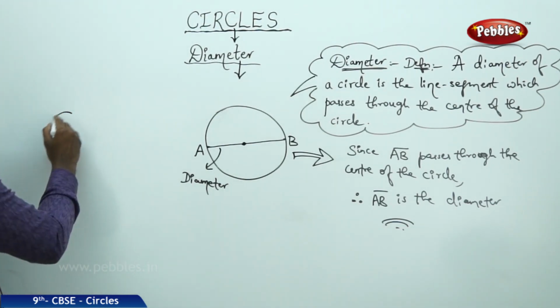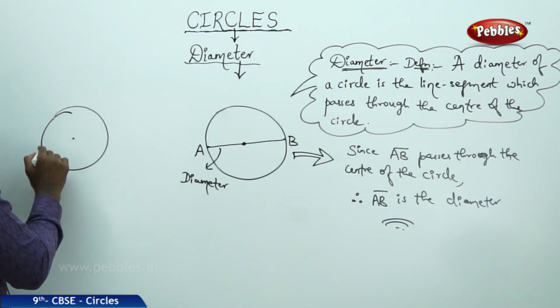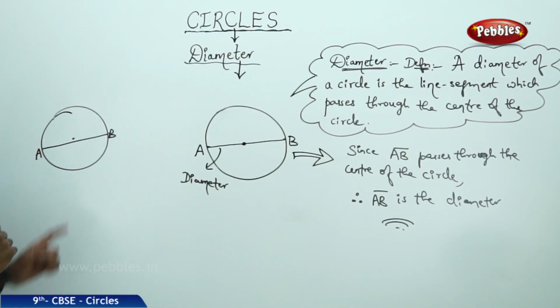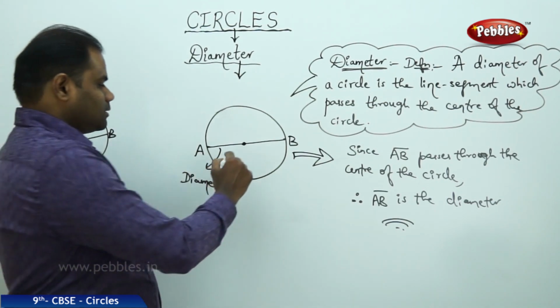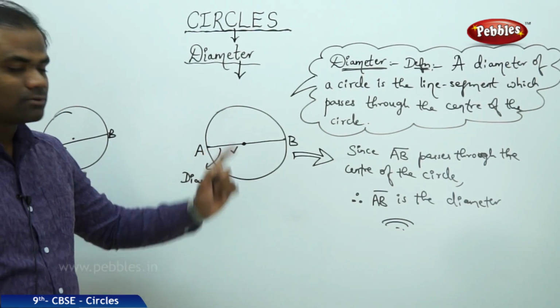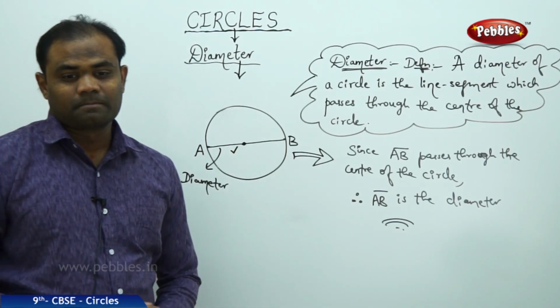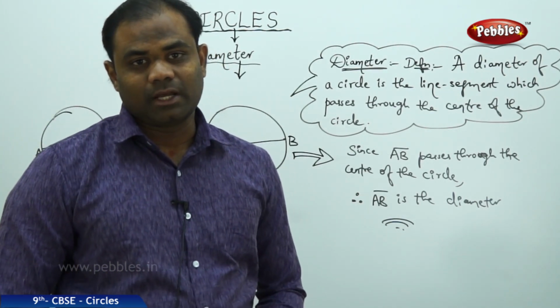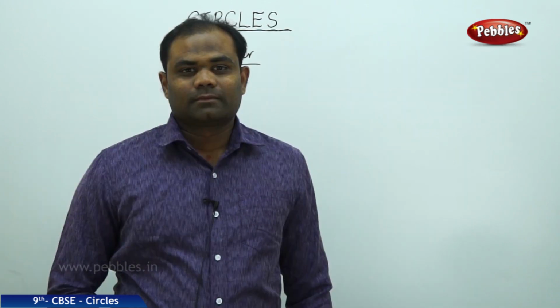If I take a line AB which does not pass through the center, then this line is not a diameter, but this line is a diameter because it passes through the center of the circle. This is how we understand the diameter of a circle.